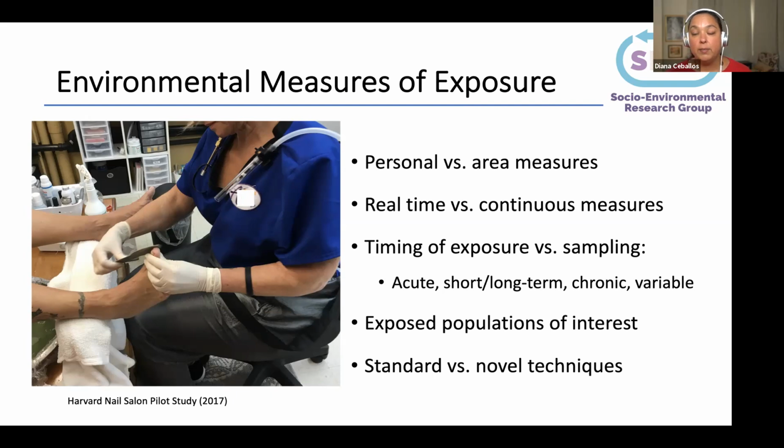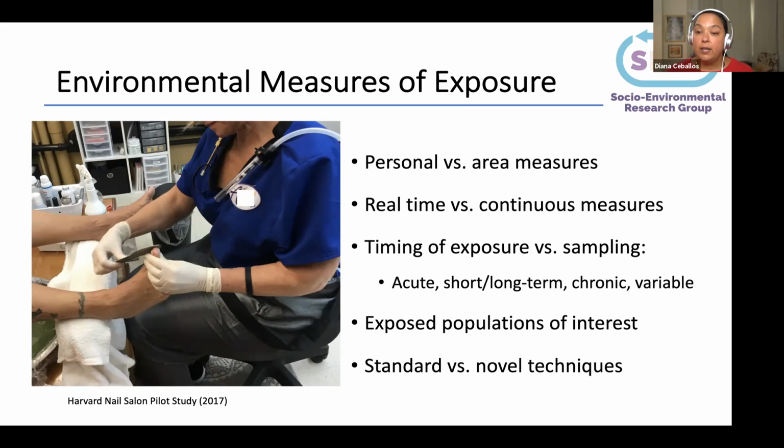one worker in that nail salon, but there's different things happening and we want to measure how much variability there is inside the shop. It could be that we have both real-time and continuous measures, and so we want to choose which one is better for what. And then having very clear understanding of the timing of the exposure versus the sampling. And so, say, for example, we know that with this particular sensor, we can only measure grab samples, like 1 minute at a time, or it only measures continuously.